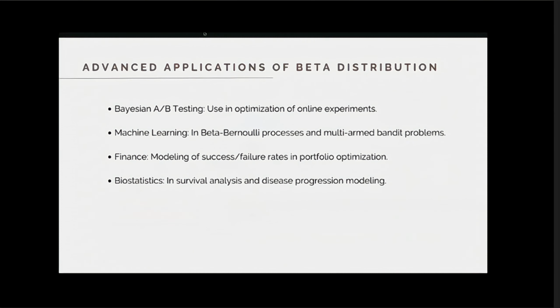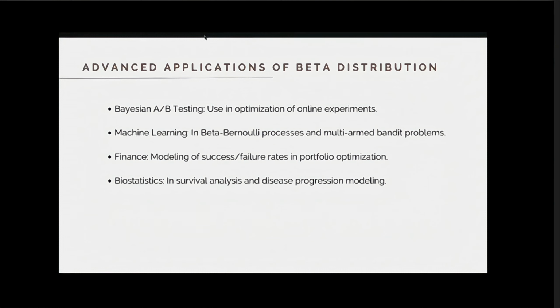Now, let's talk about advanced applications. The beta distribution has many real-world applications. First, Bayesian A/B testing. Companies use it to compare two versions of a web page to determine which one performs better, continuously updating success probabilities. The second one is machine learning. It helps in binary event modeling, such as predicting whether a user will click a button or not, updating probabilities as new data comes in. Third one is finance.